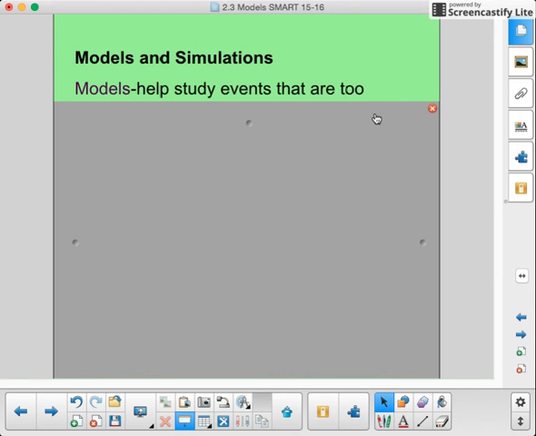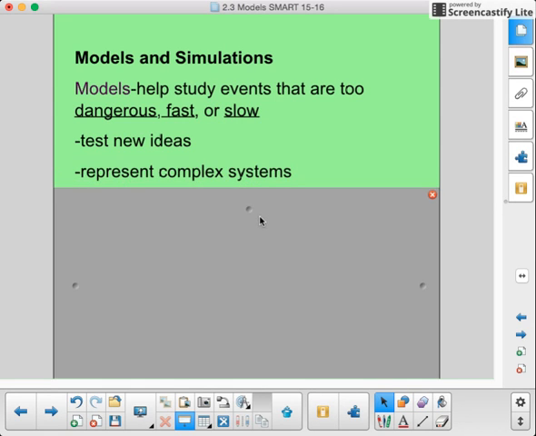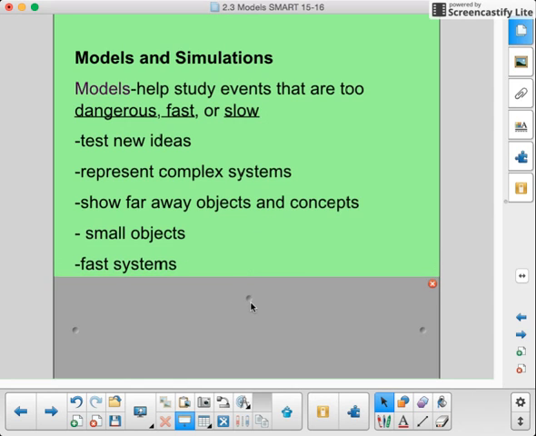Then we talked about models. Models are helpful because they help us to study events that are too dangerous, too fast, or too slow. They can be used to test new ideas, to represent complex systems, to show faraway objects and concepts, to show things like an atom or a cell that are too small to study closely, things that happen too quickly for the human eye and brain to really process them, maybe things that are too big. For example, we can study the solar system with a smaller model of the real thing.